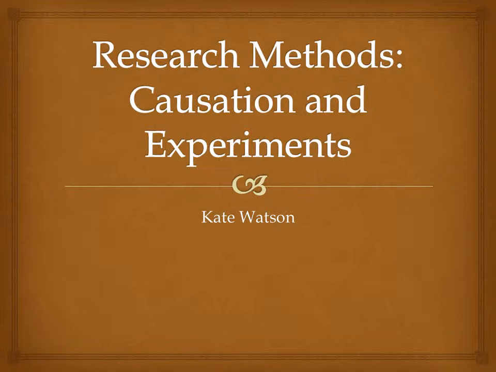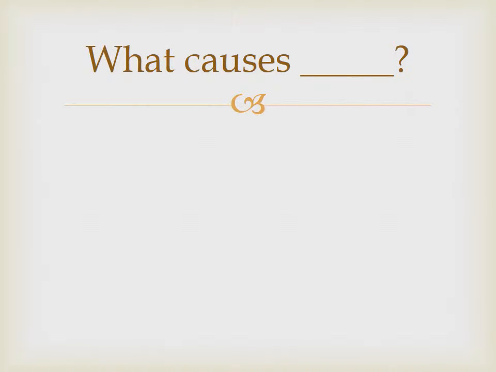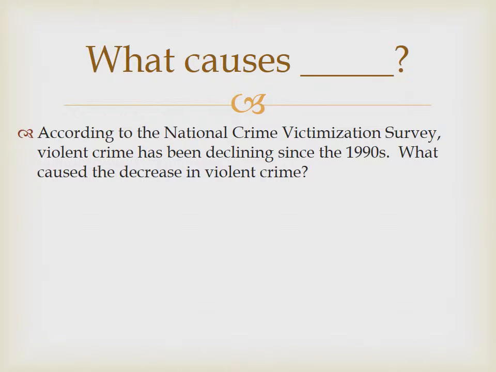So here we're going to begin looking at causation and the use of experimental research. So many times in research, we're asking the question, what causes blank? So for example, according to the National Crime Victimization Survey, violent crime has been declining since the 1990s. So we might ask the question, what caused the decrease in violent crime?